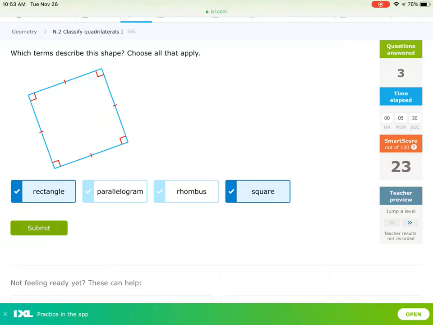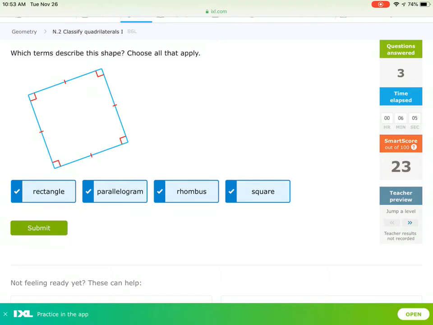Okay, is it a parallelogram? The answer is yes, it is a parallelogram, because we have that opposite sides are congruent. That's all we need for it to be a parallelogram. Okay, and then is it a rhombus? And that is also true, because all four sides are congruent, which is all we need for it to be a rhombus. Okay, so a square is also a rhombus, and it's also a parallelogram, and it's also a rectangle.